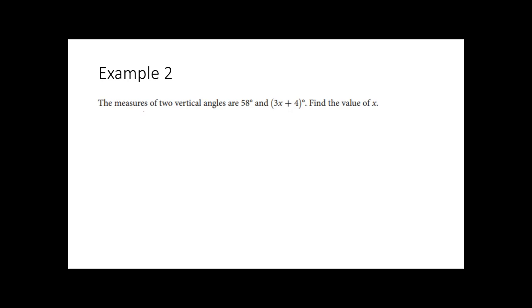All right. Example 2. The measures of two vertical angles are 58 degrees and 3x plus 4. So now we just have to find the value for x. Basically, they're saying here are your vertical angles. You have 3x plus 4 on one of your vertical angles, and your other vertical angle is 58. Well, we know that these are vertical angles, therefore they have to be congruent, therefore they are the same. So we set them equal to one another. And then just solve for x.